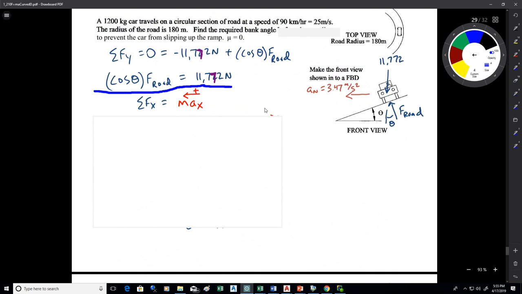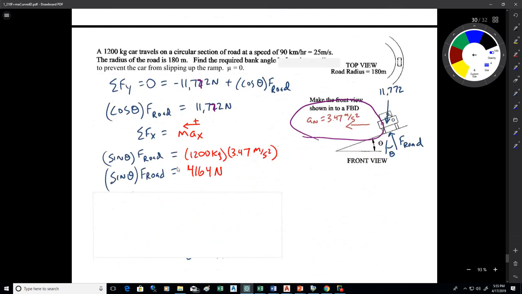Now the other thing I'll do, I'll just go straight sum of Fx is ma. I do have acceleration in that direction, so it's an F equals ma equation. I'll call left positive there. And what I'll get out of that is that sine theta times F road, that'll get me this component going this way, basically. Okay, so sine theta F road, that's the force, and that'll equal the mass times the acceleration. When I work that out, that's 4164 is sine theta F road. So I got two equations with two unknowns.